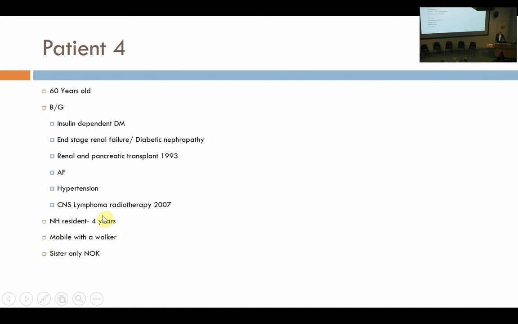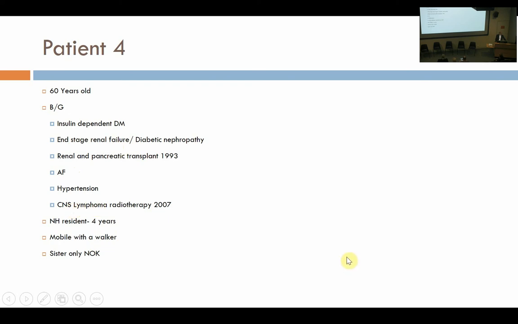So the third patient, so this is the patient. We've had a lengthy discussion in our audit meeting. I was criticized quite heavily for this, so I thought I'll present that as well. So this is a 60-year-old patient with significant medical comorbidities again. With insulin-dependent diabetes, had end-stage renal failure, had kidney and pancreas transplant, AF, hypertension, lymphoma. She's a nursing home resident.